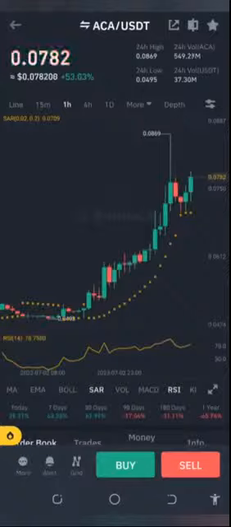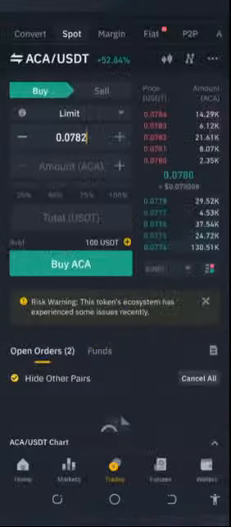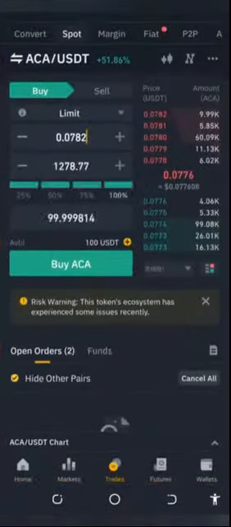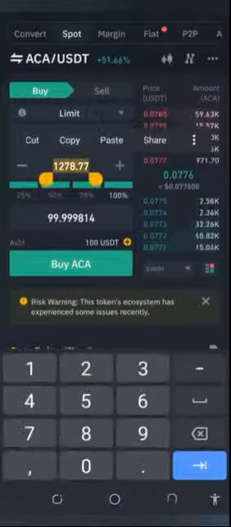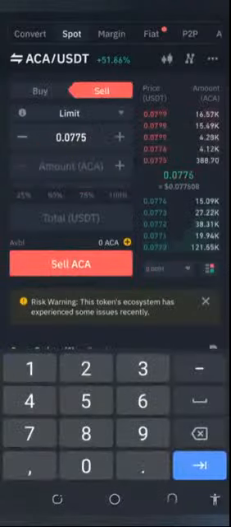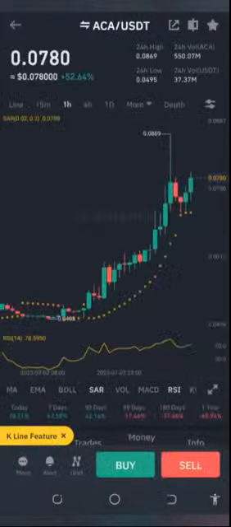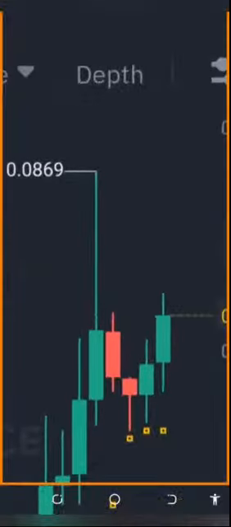ACA/USDT is currently pumping and we gotta get a piece of this pie. All right, we're gonna go over and do all our simulations, okay? So we currently have $100 here, and then all we just have to do is quickly pick this up, copy it, and then we go over to sell and change this to, where did it get to the other time? It got to where it got to. It got to 86.